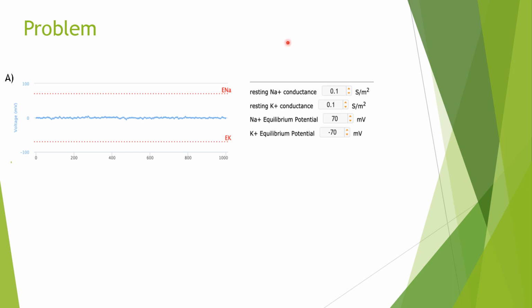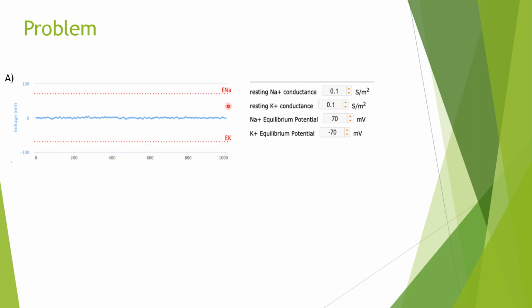So the first one, in our little simulator here, we've created a scenario where the only two ions involved are sodium and potassium, and we've created it such that their equilibrium points are equal but opposing in sign. So Na is at 70 and K is at -70, and we've also played around with their leakiness or permeabilities and made them equal.